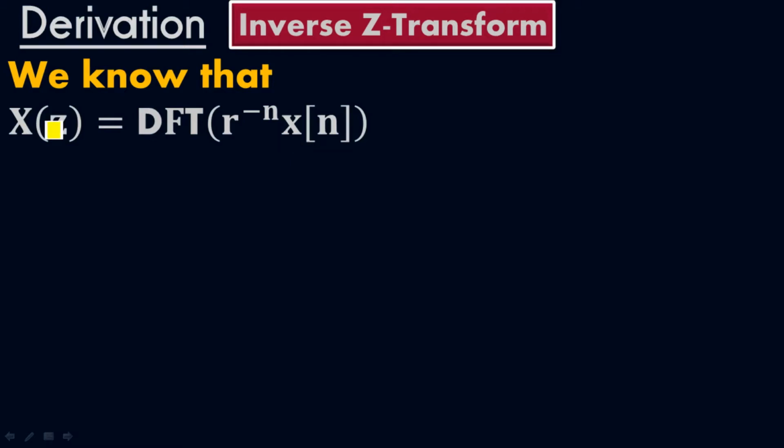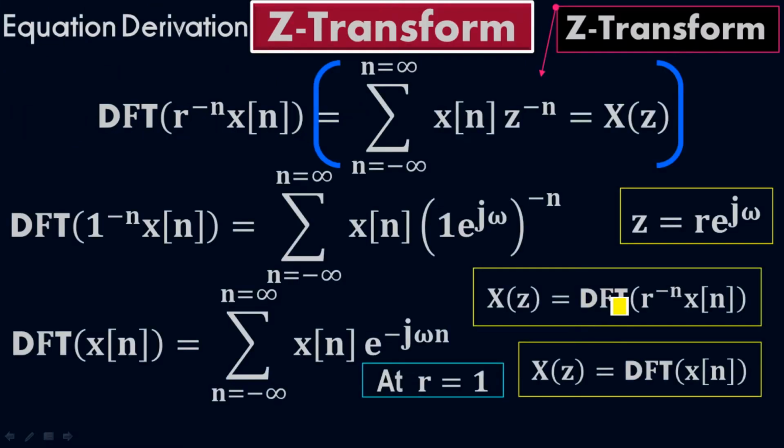Look, this thing we have done in the derivation of the Z transform equation, if you remember. Let me just walk you through it again. At the end we got the Z transform equals the discrete Fourier transform of r to the negative n times x of n. And then at r equals 1, which is the radius of the circle, we're going to have X of z equals the discrete Fourier transform of x of n.